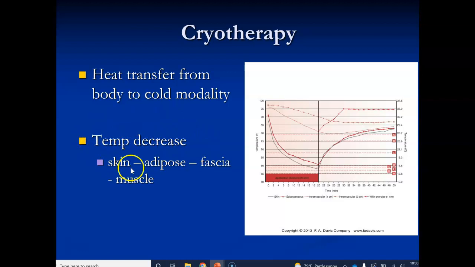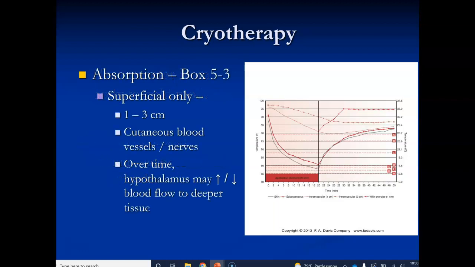Our conductive modalities are placed upon the skin, so we have some barriers or some tissue that we have to get through, and that's going to affect how deep the effects can get. When you look at box 5-3, it talks about adipose as our main barrier. Even if we don't have a really large person, everybody has adipose, and depending on where it is, like right on the tip of your elbow, there's not a lot of adipose.